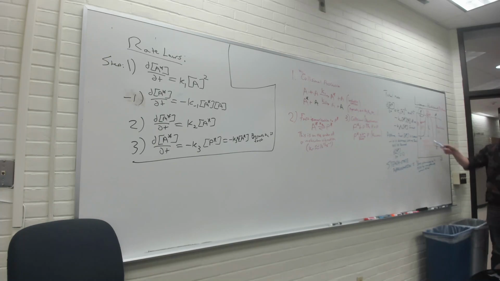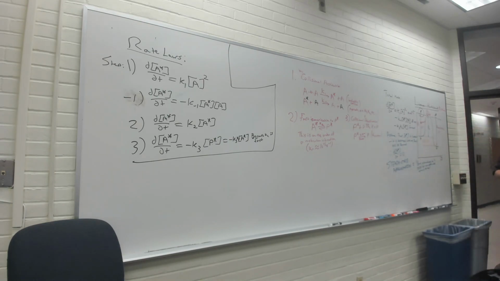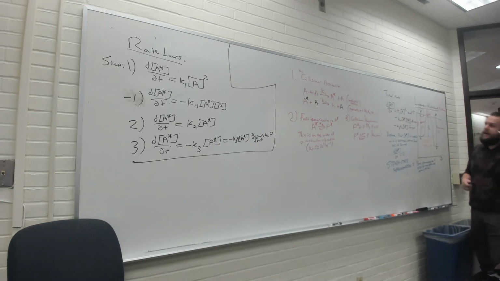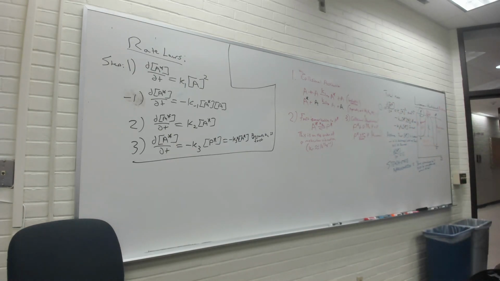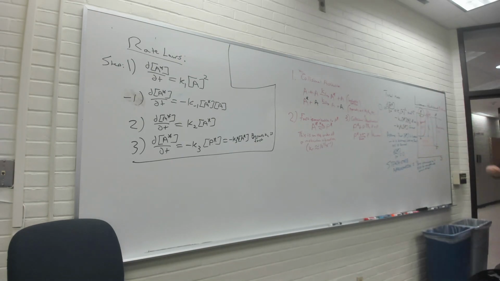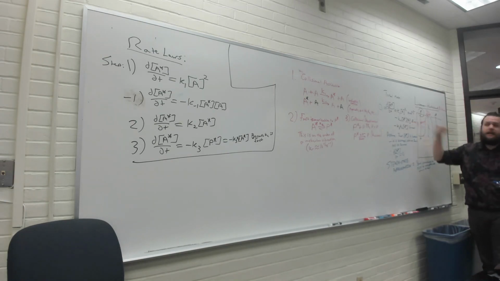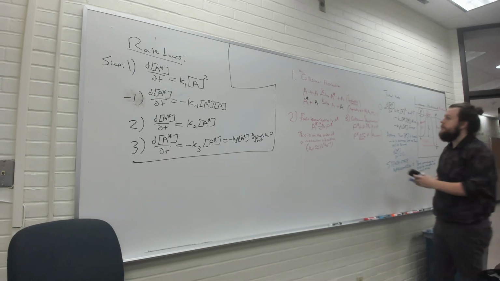In order to get from A to P, you have to go through A star, but you're not going to stay there very long. So the concentration of A star is constant. And that makes it nice because this is all equal to 0. So we can solve for the concentration of A star, and that'll give us a function of A. The concentration of A star will depend on how much A we have initially. Let's do that math real quick.